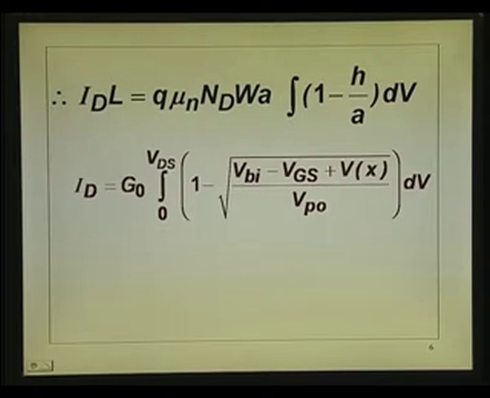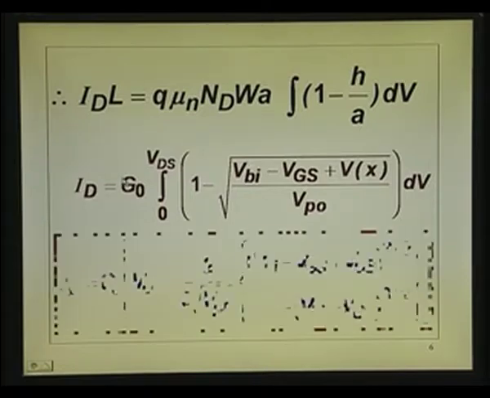Now, let us see what is this term. What we have done is, instead of keeping on writing q mu n d w a divided by L, see I have removed this L from this side and taken it to the right hand side. Okay. Now, I d will be that particular term, a constant of the device, q mu n d w a divided by L, I call it as G naught. Okay. And inside is this particular term. So, what is the G naught? G naught is actually the channel conductance.